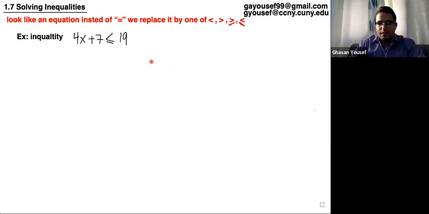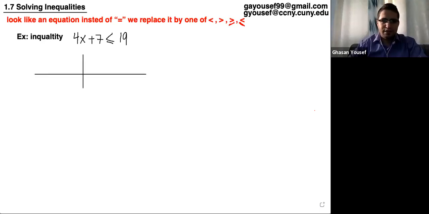To check this inequality, some numbers satisfy it. Not all numbers satisfy this inequality. So I'm going to make a small table like this. On this side, we put the value for x, and here I'm going to put the inequality 4x plus 7 less than or equal to 19. For x, I'm going to use random numbers.